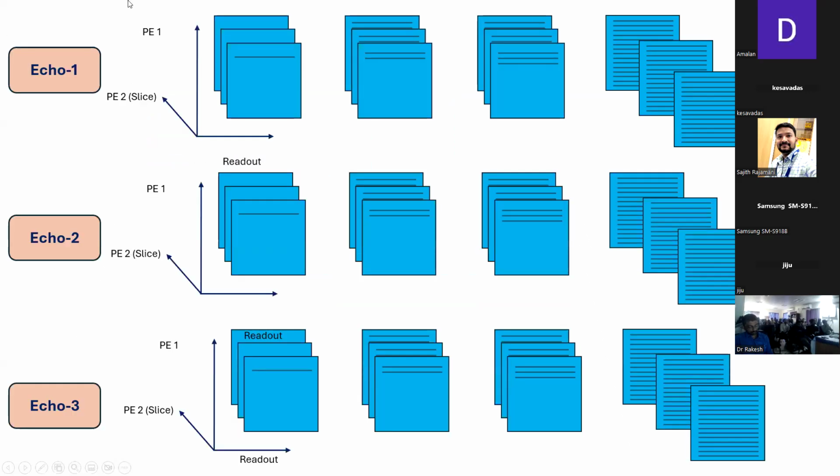So this is how the slice ordering looks like. For example, just assume that we have three echo times. When we play the sequence, it will acquire all three echoes and save them in different K-space. The sequence will repeat again and again until all the K-space lines are filled. In an actual scenario, the sequence will repeat more than 100 times to fill the K-space.